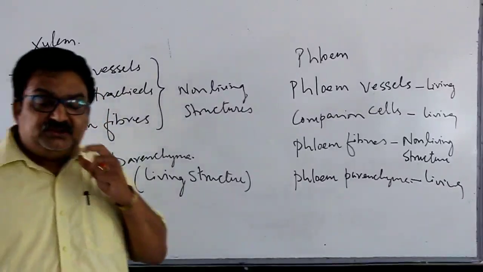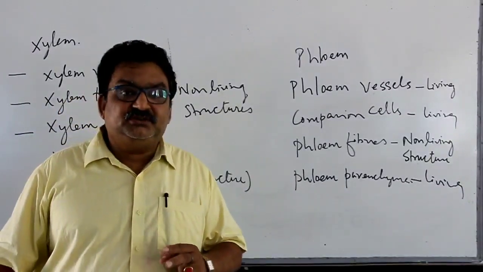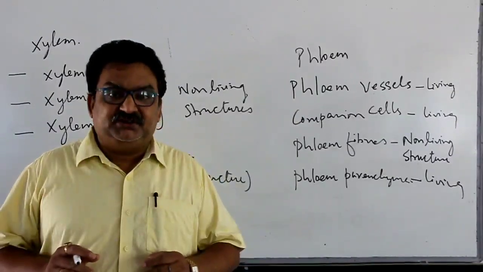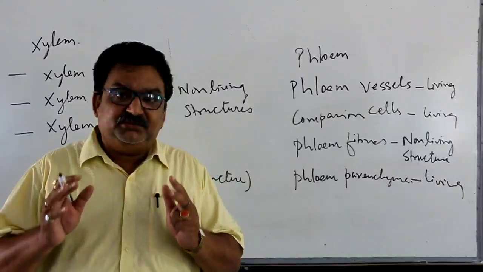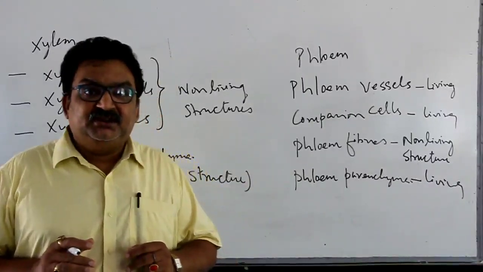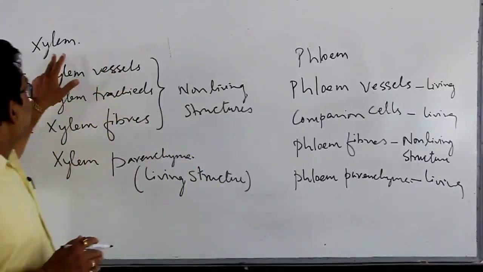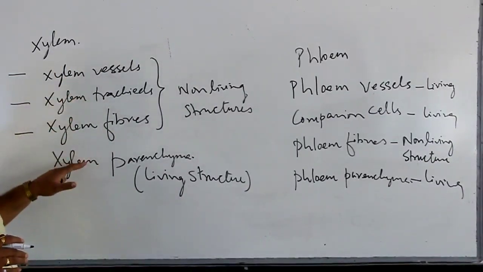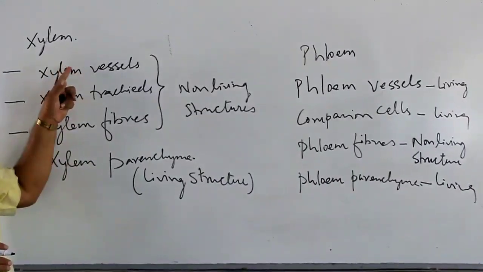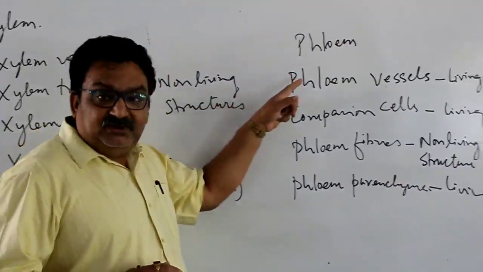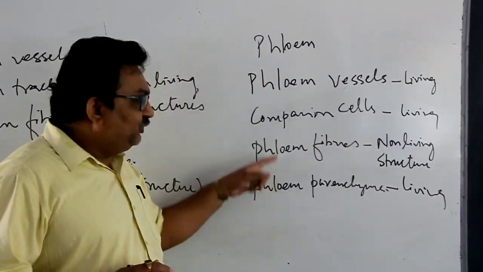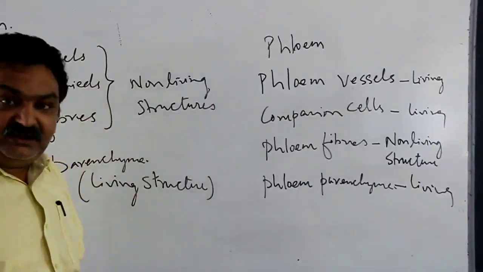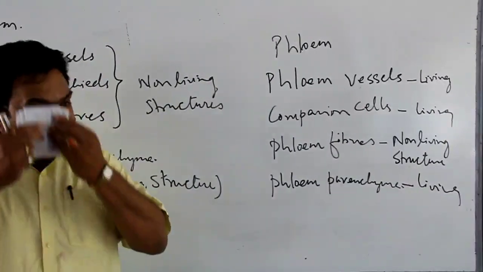And the tissue, what is the tissue? Tissue is a group of cells with similar structure and they perform a similar function. That's what is called a tissue. So here we have xylem as a tissue. Why? Because you have so many different kinds of cells that constitute xylem. Same way, phloem also has four different types of cells and that constitutes phloem tissue, and that is a complex permanent tissue.